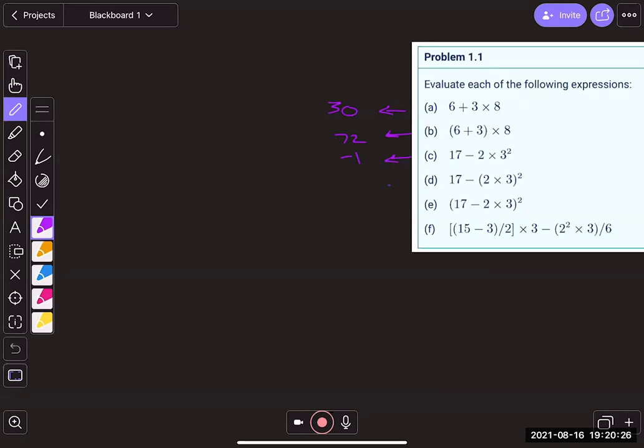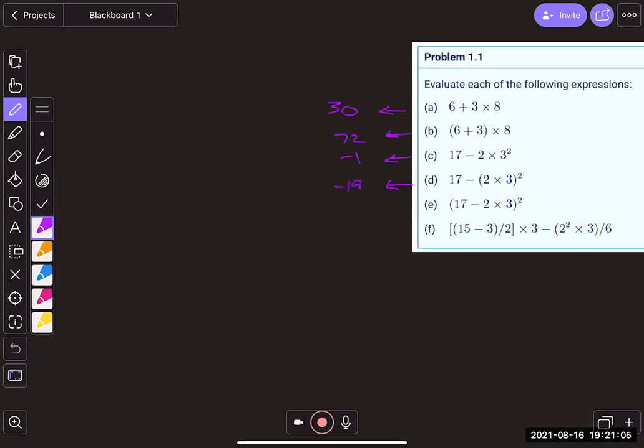19. So how did you get your answer for part D here? Yeah, so I solved what was inside the parentheses, which is 6, and then 6 times 6 squared is 36. So 17 minus 36 is -19.